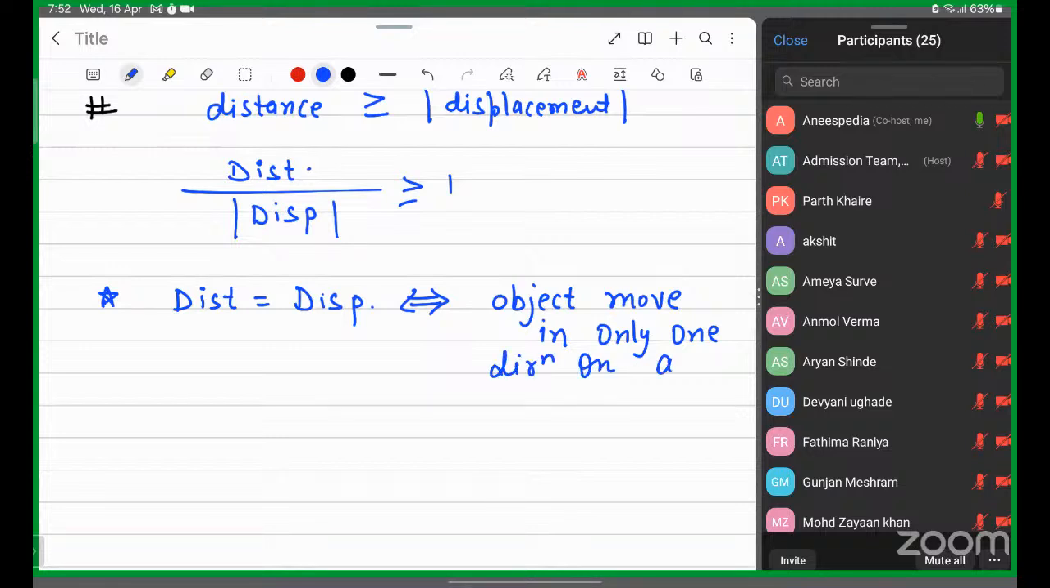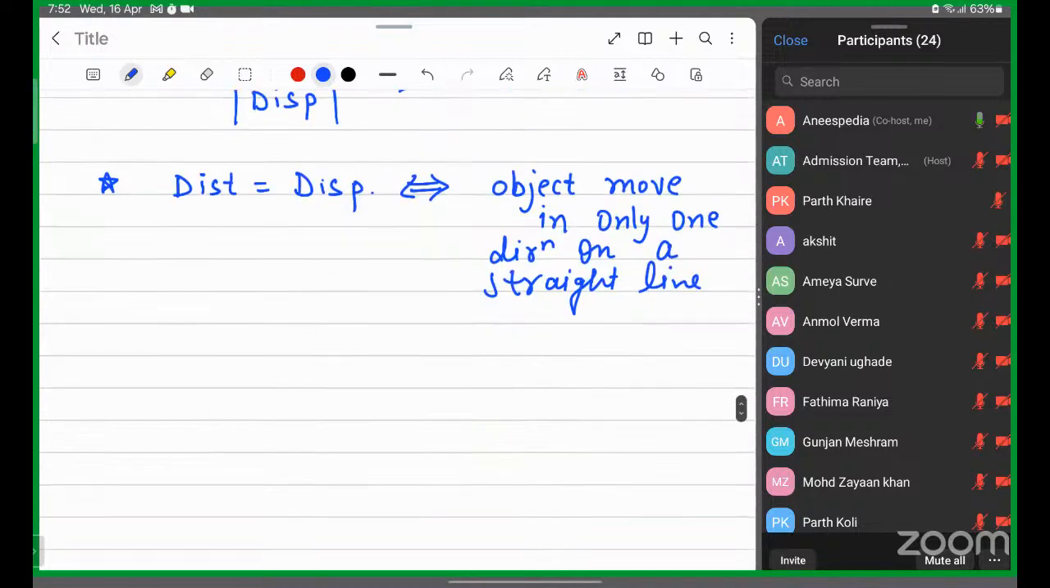on a straight line. On a straight line, we have two directions, forward direction and backward direction. If you want distance equal to displacement, the object will move only in one direction. That is, either it will go forward or it will go backward. So distance may be equal to displacement in a special case, and the special case is when the object moves in only one direction.